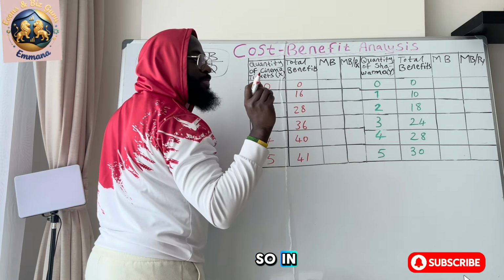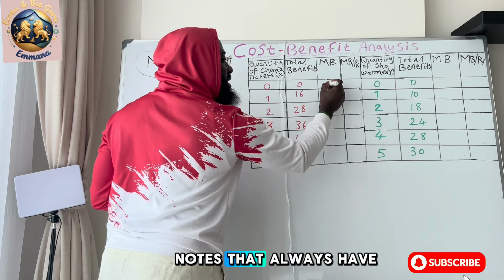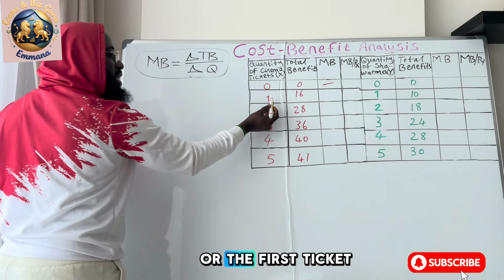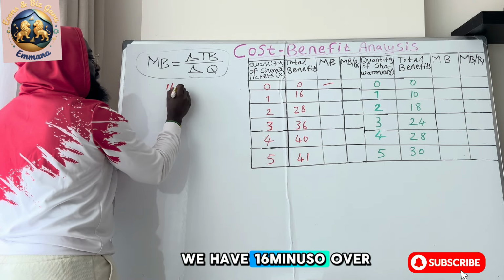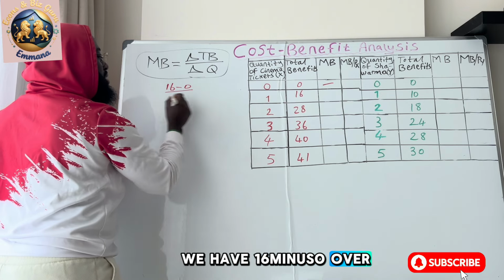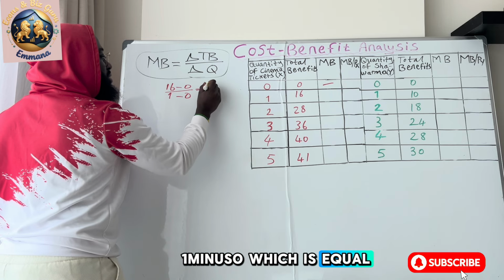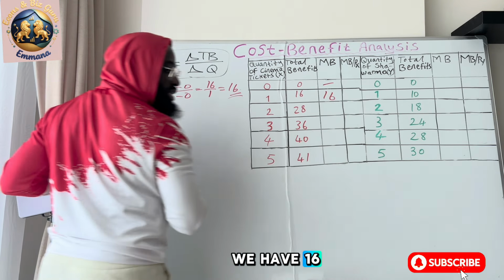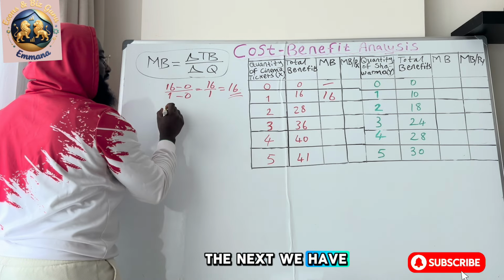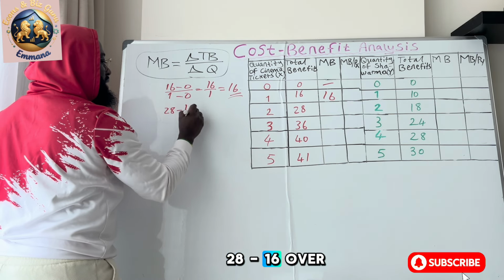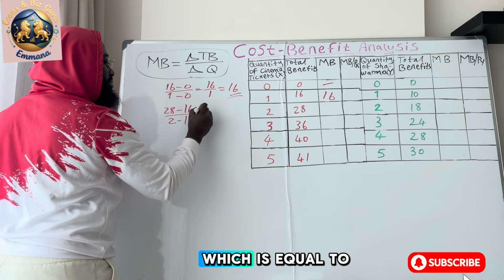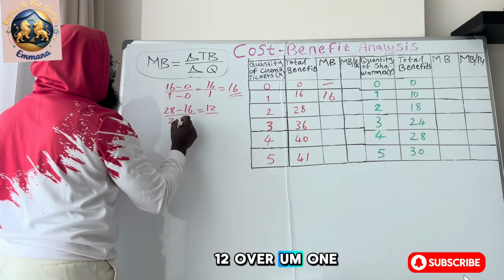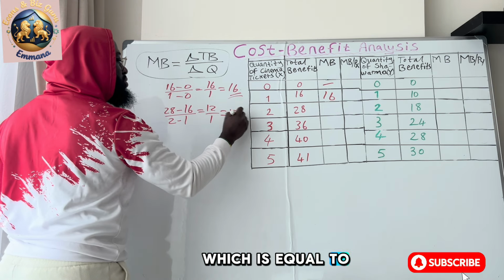For those taking examination, note that you always have a slash here. Now, for the first ticket, we have 16 minus 0 over 1 minus 0, which is equal to 16 over 1, which is the same as 16. So here we have 16. The next, we have 28 minus 16 over 2 minus 1, which is equal to 28 minus 16 is 12 over 1, which is equal to 12.